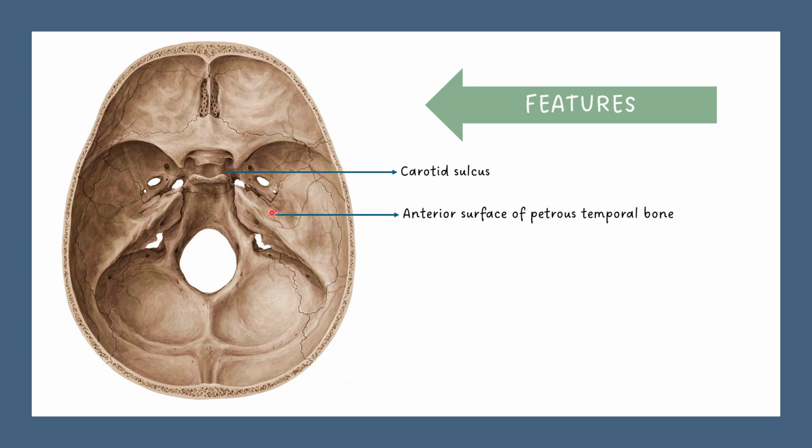A hiatus lateral to this arcuate eminence leads into a groove, and that is for the greater petrosal nerve, which runs towards this foramen lacerum. And there is one more groove present, which is for the lesser petrosal nerve, and that will run towards the foramen ovale.